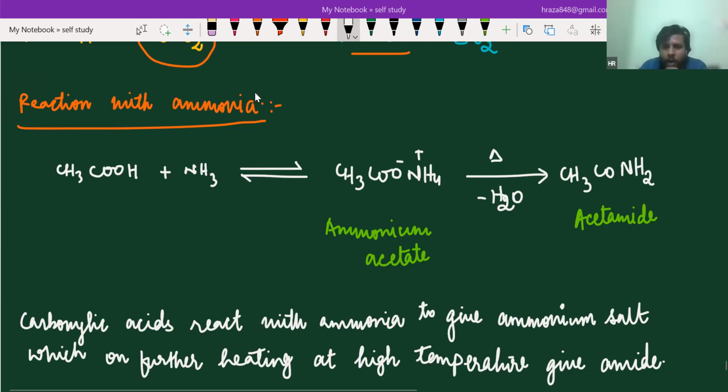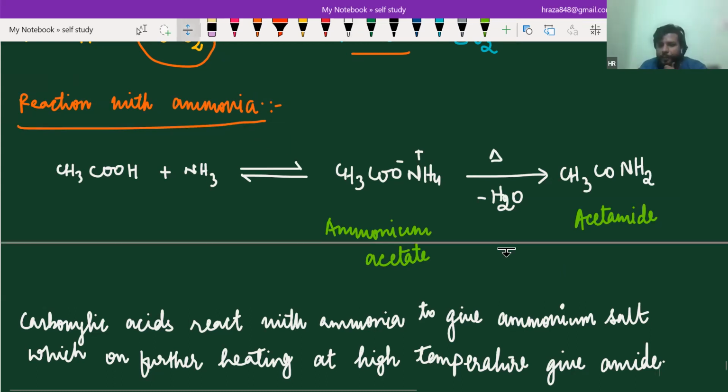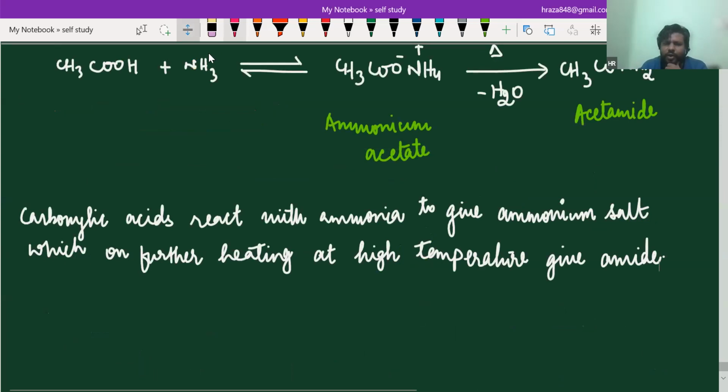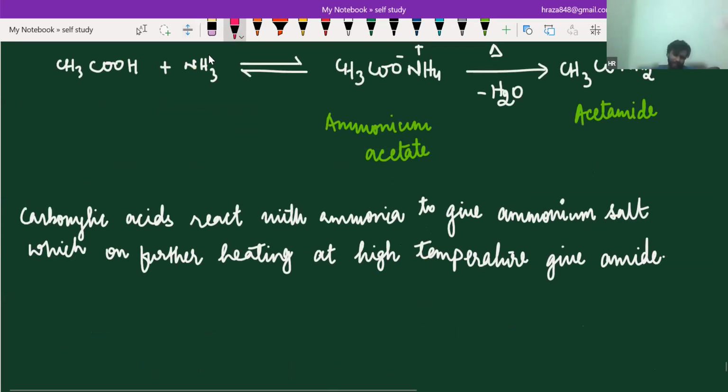Very good. So see how the reaction took place. It's very easy to understand. If you are going to react this carboxylic acid with ammonia, the final product will basically be your amide. And this reaction will be used as preparation of amide in the next chapter, which is amine.